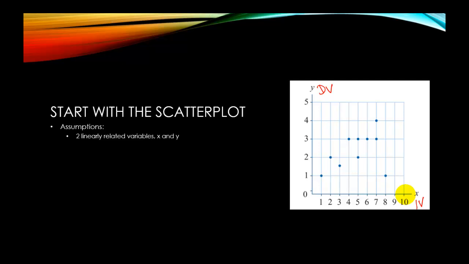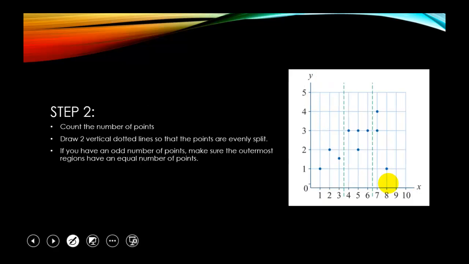So we've got a scatter plot with, in this case, 1, 2, 3, 4, 5, 6, 7, 8, 9, 10 data points. The second step is to count the number of points, which I've just done. So we've got 10 points. We then need to draw two vertical dotted lines so that the points are evenly split.